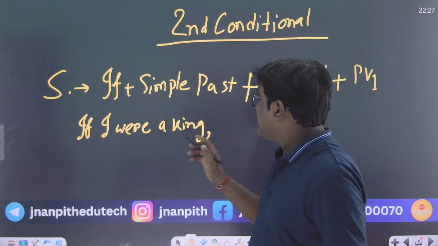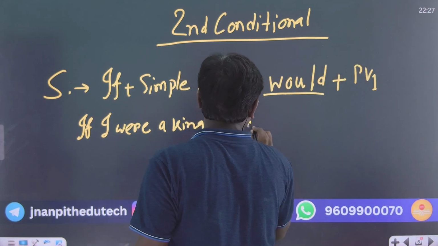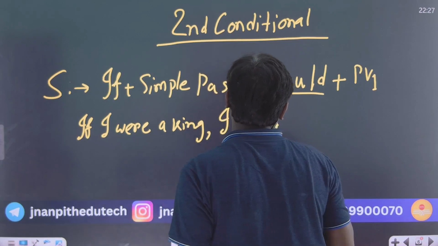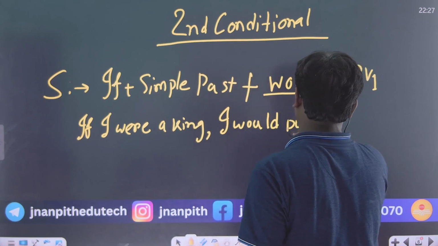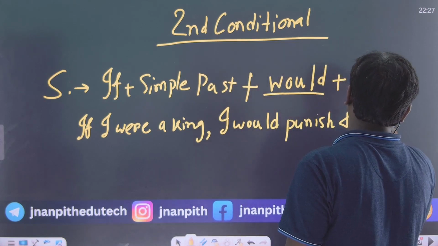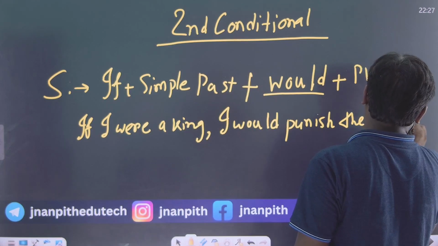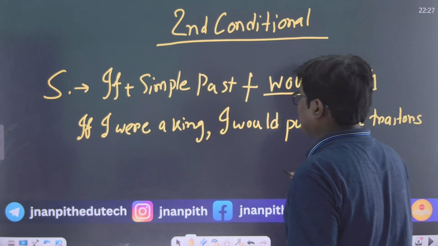So if I were a king, I would punish the traitors. So just have a look at the structure.